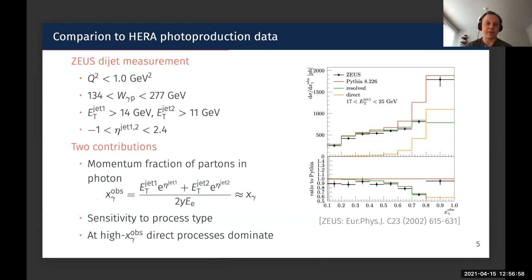So we have set up this framework some time ago already, and we have compared to different HERA measurements. And here is one example comparison to an inclusive dijet measurement by ZEUS with these kinematical cuts. The plot here on the right shows the cross section from this measurement as a function of x_gamma observed. It's something that you can reconstruct by measuring the outgoing jets. And in leading order QCD, it would correspond to x_gamma, which is the momentum fraction of the initiator of the process with respect to the incoming photon. So if we have a direct process, we expect that x_gamma observed is close to one. And then the resolved contribution gives some kind of tail towards lower x_gamma as well. But due to parton shower emissions and other effects, this direct contribution is not strictly sitting at one.